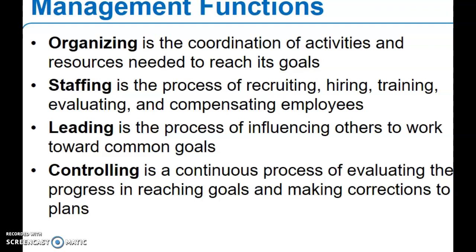Controlling is a continuous process of evaluating the progress in reaching goals and making corrections to plans when necessary. Part of this process is comparing expected outcomes to actual outcomes. Managers must also evaluate the goals that have not been met and create a plan to achieve them.